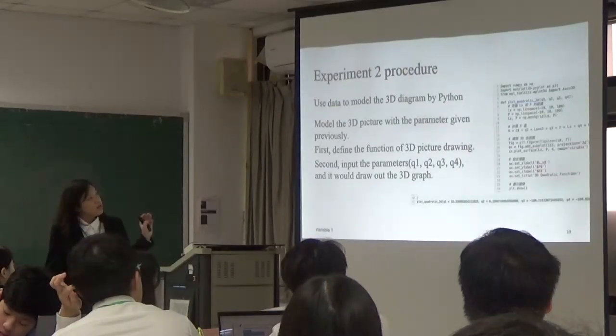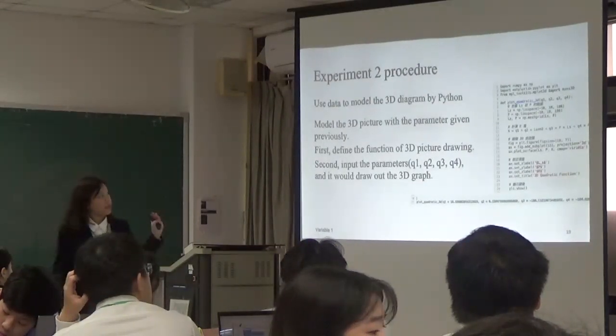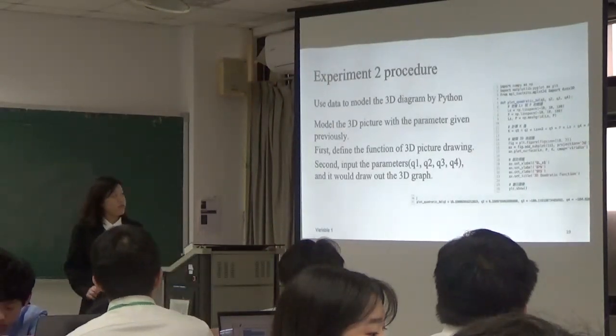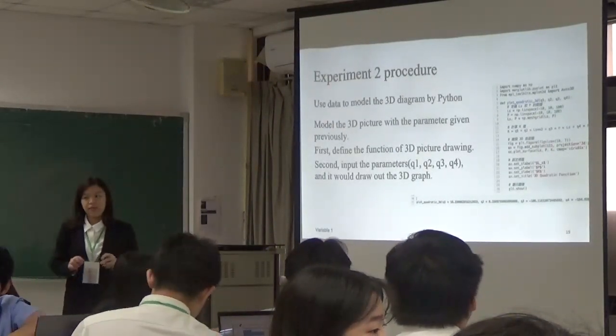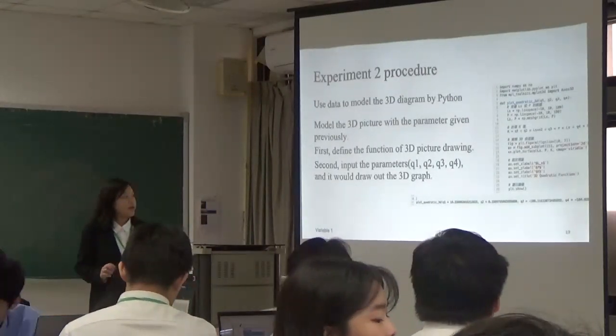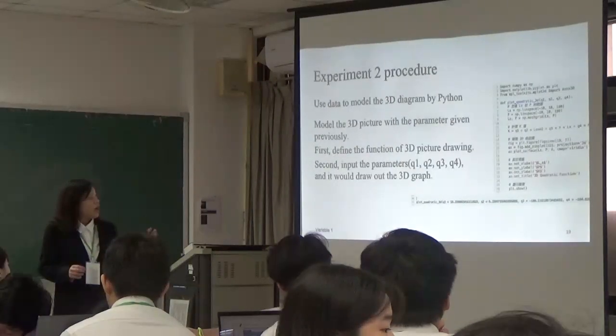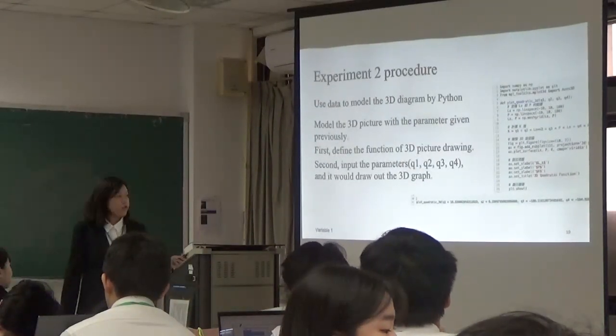And this is the second step of my calculation. First, I'll model the 3D picture with the parameters given previously. I'll define the function first, and then I'll input the parameters which I just calculated here, and then it will draw out the 3D diagram.